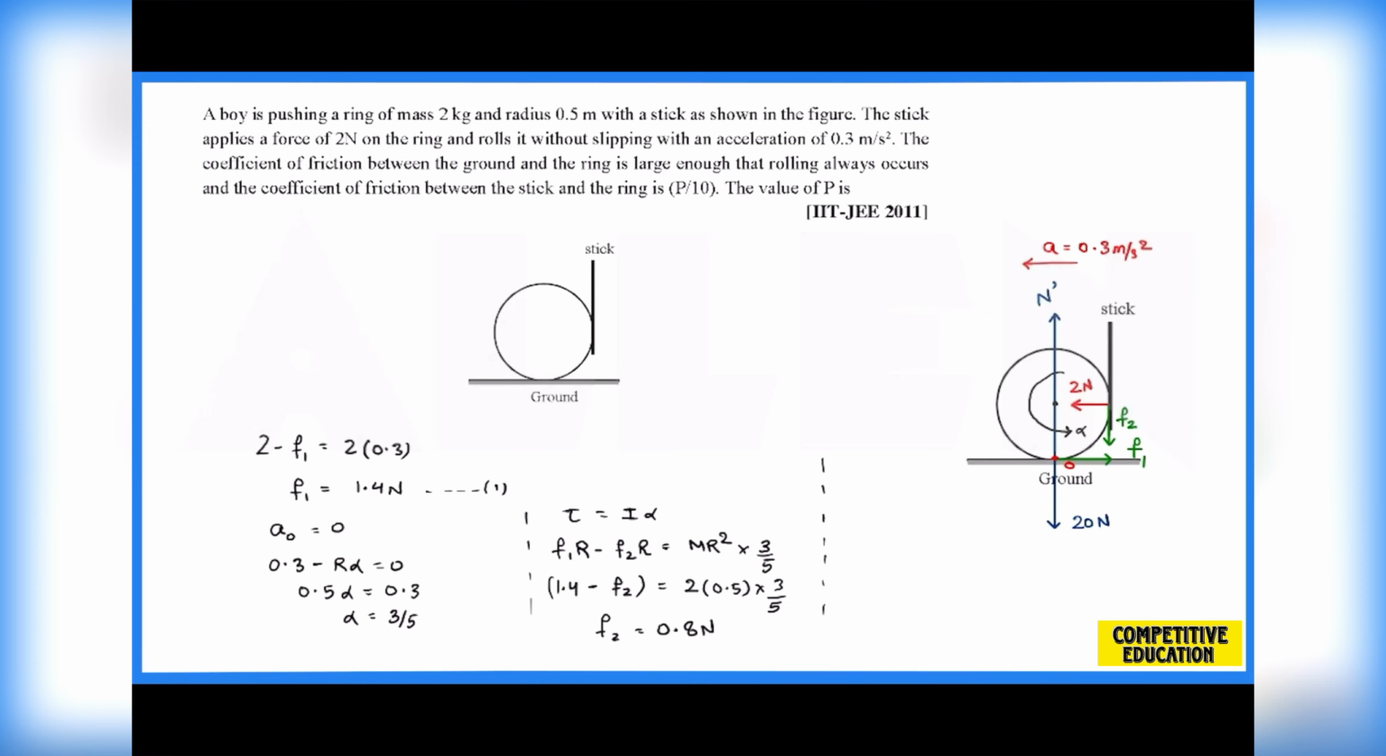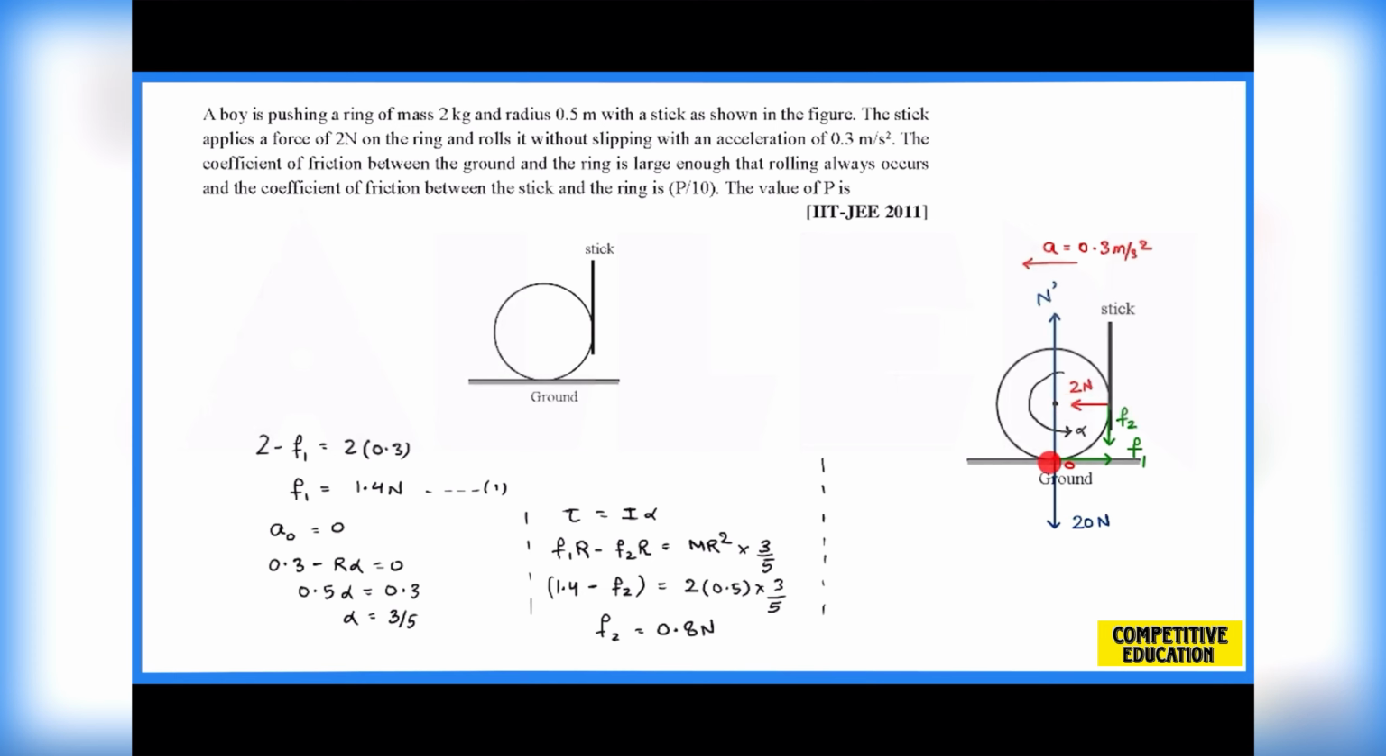Now I can write the equation of torque. That will be torque equals I alpha. Now, net torque: the torque of this force, 2 Newton, will be 0 as this 2 Newton is passing through the center of mass of this ring. So I am taking torque about that point only, that is about the center of mass. So the torque of this force will be 0.